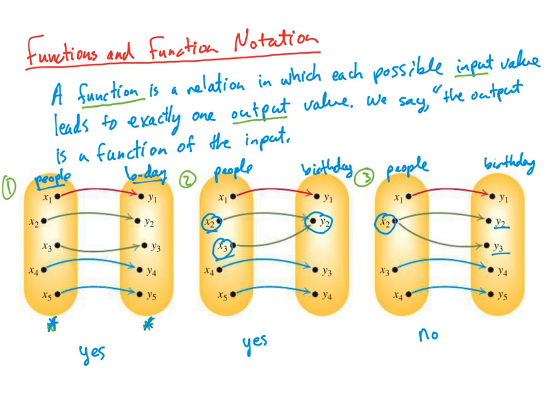In the second relation, each person only has one birthday, and in fact, these two people, x2 and x3, share the same birthday, and that is possible and quite common. In the third relation, what this would be showing is that this person has 2 different birthdays, and we know that that doesn't make sense. So this is just an example to help us understand how inputs and outputs are related.